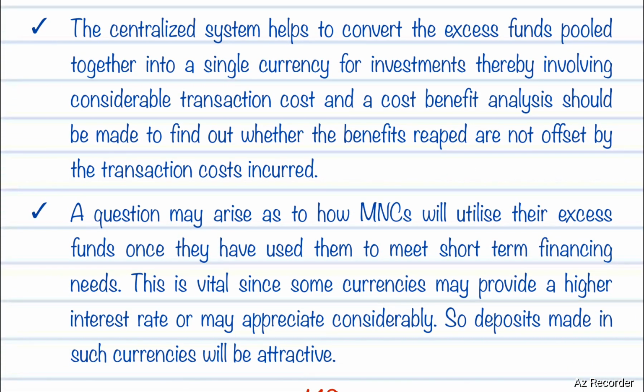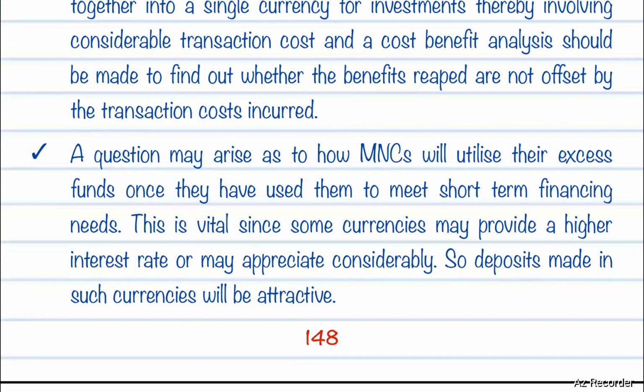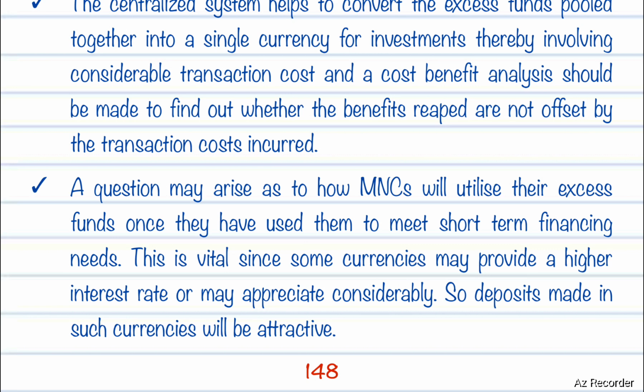The centralized system helps to convert the excess funds pooled together into a single currency for investments, thereby involving considerable transaction cost, and a cost benefit analysis should be made to find out whether the benefits reaped are not offset by the transaction cost incurred. A question may arise as to how MNCs will utilize their excess funds once they have used them to meet short-term financing needs. This is vital since some currencies may provide a higher interest rate or may appreciate considerably. So deposits made in such currency will be attractive.